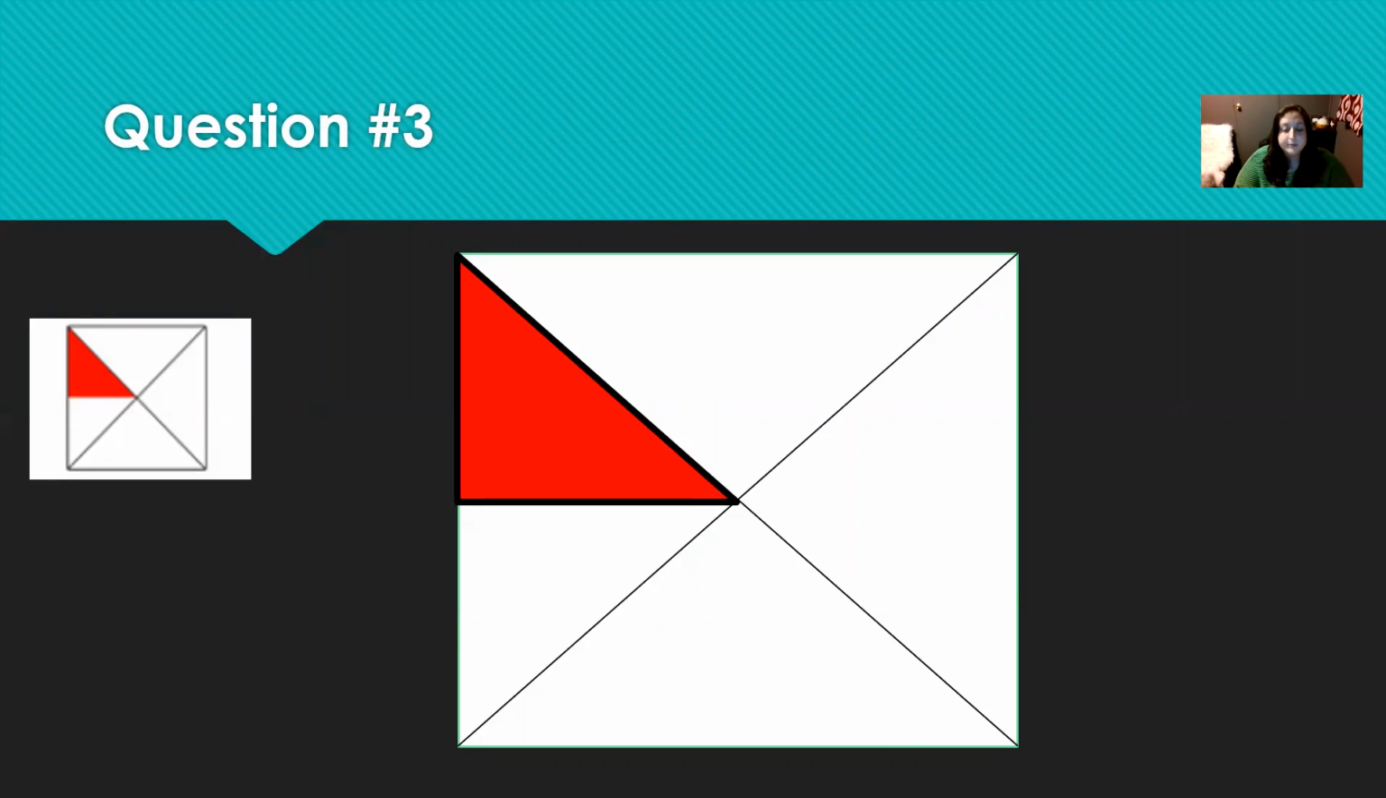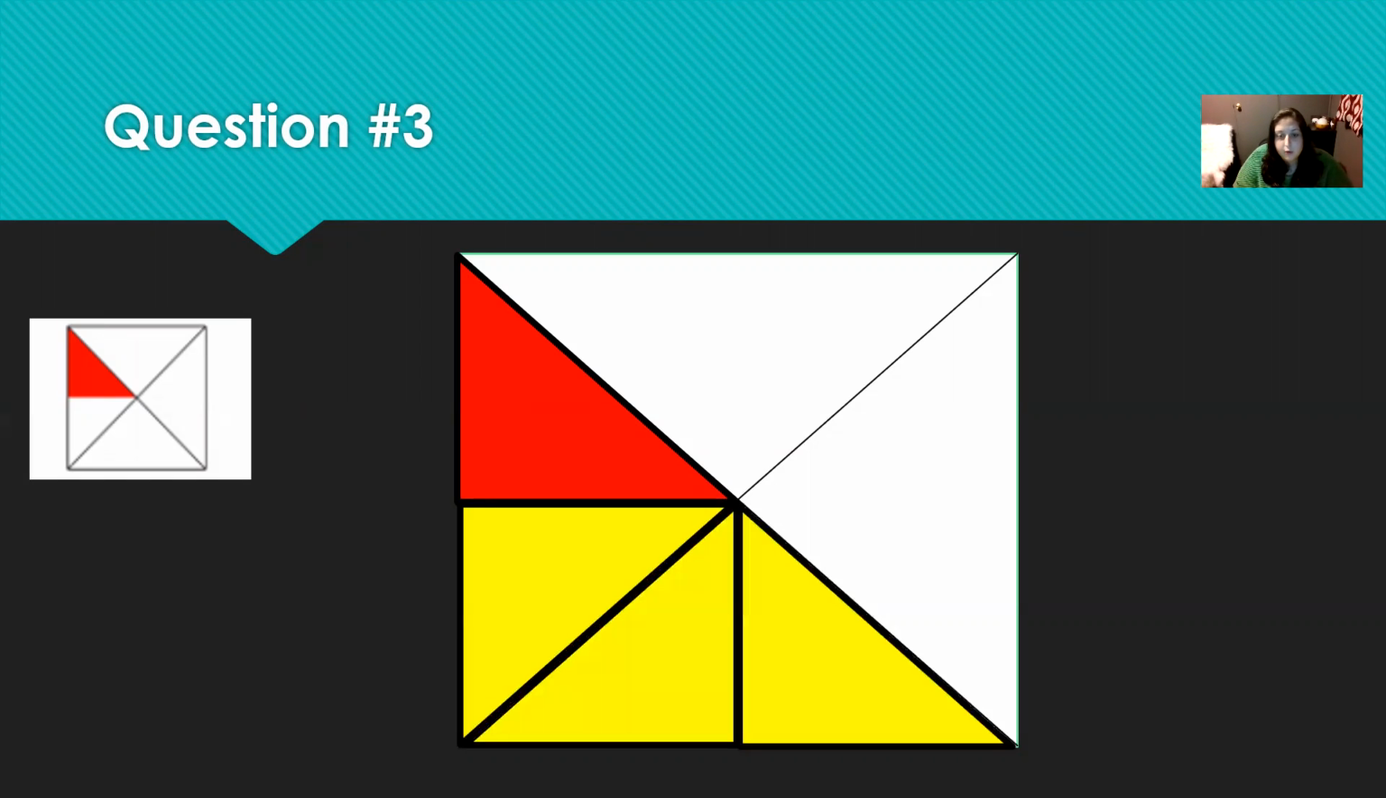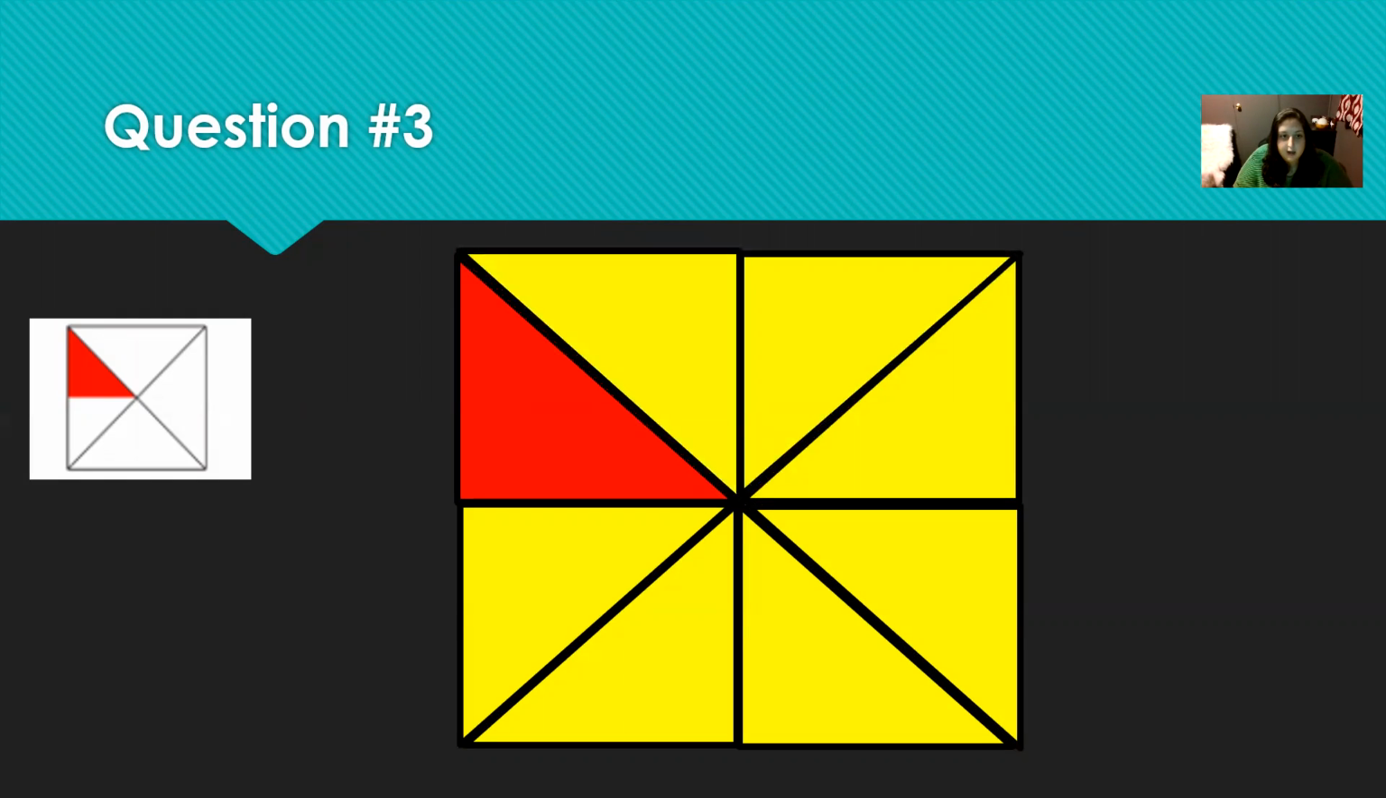So right here we've got a square, and it's already divided up into 4 sections with the x in the middle. And we've already been given this one sliver of the square, and that's the one in the red. So we're going to make more little triangles like this to cover the whole box. So we've already got 1, and we'll go 2, 3, 4, 5, 6, 7, 8. So this one little red sliver that we had is going to be 1/8 of this whole square.